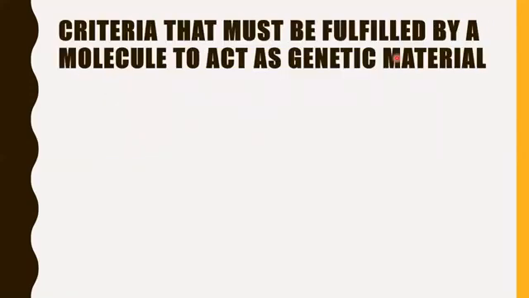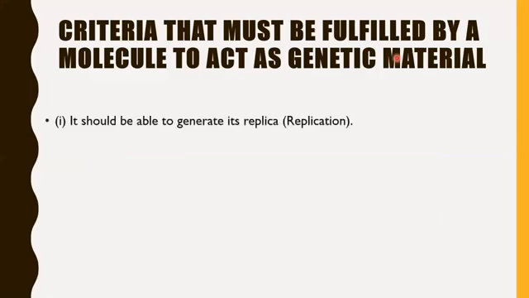So now let me tell you about the important criteria that must be fulfilled by a molecule to act as a genetic material. One of the very important topics. The first point, to become a genetic material, that molecule should contain these important properties. First one, it should be able to generate its replica, by the process called replication.